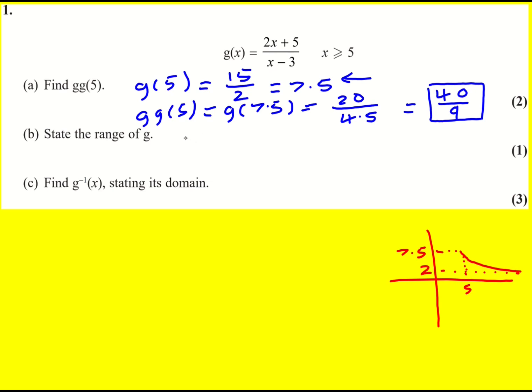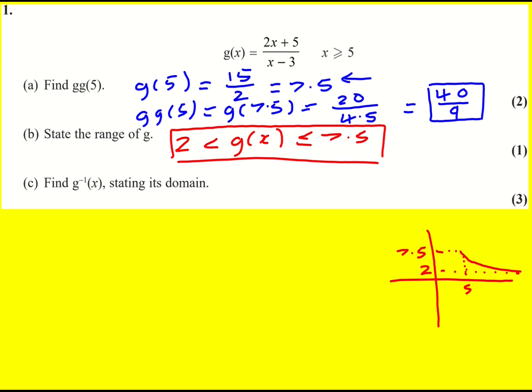And that means the range is going to be 2 is less than g of x, because it can't actually get to 2. And this is less than or equal to 7.5. That value when x is equal to 5.